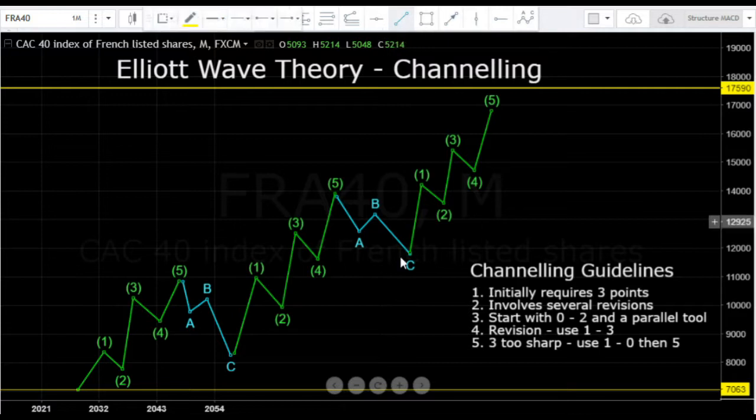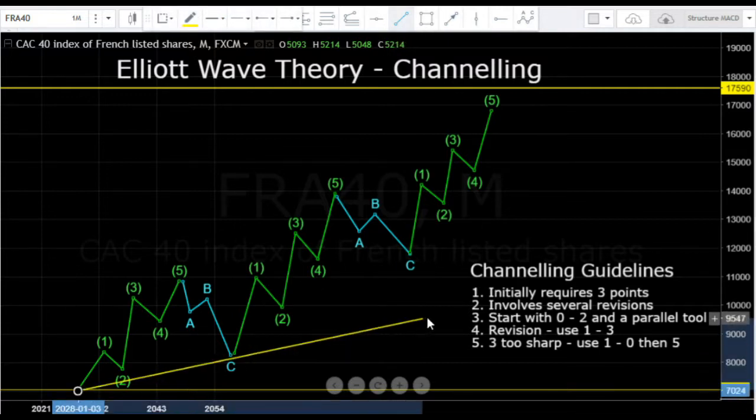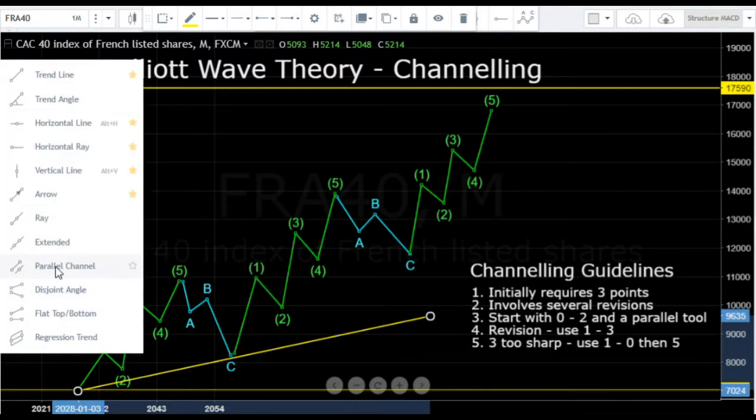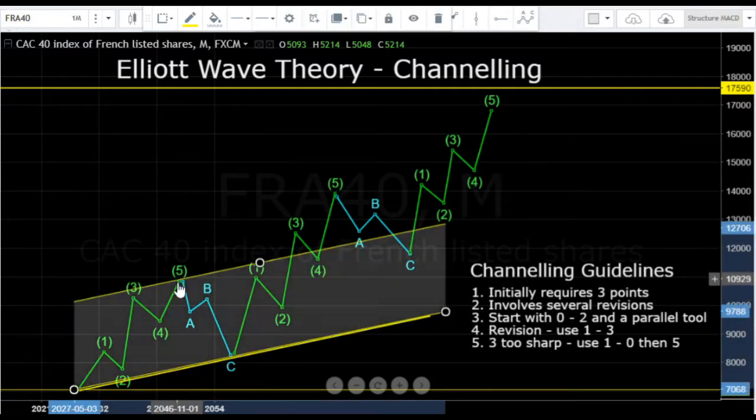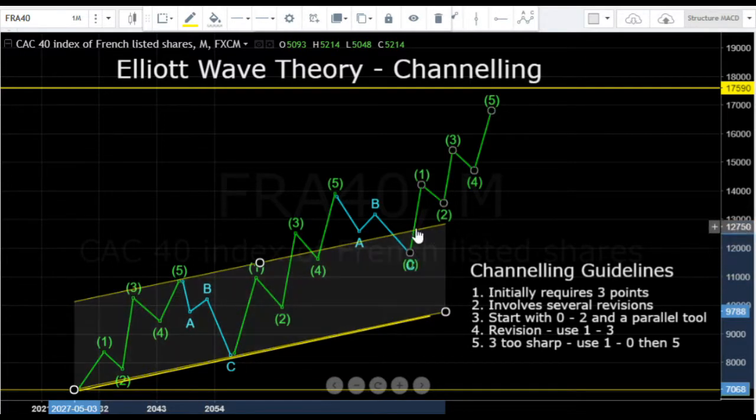And once we've got that situation, we start by connecting 0, where the impulse starts, with the end of wave 2. And then we take our parallel channel and we connect it up to the top of wave 1, and that's our initial channel. Now remember, when we first do this, we've only got our 2 waves. So as wave 3 develops, we see here that it breaks out of our channel.